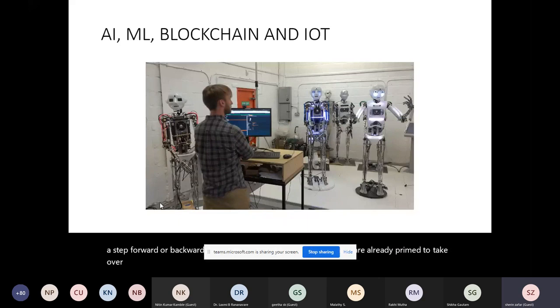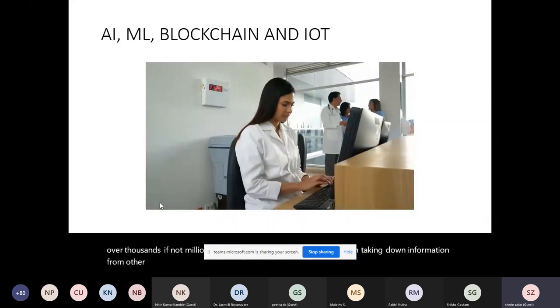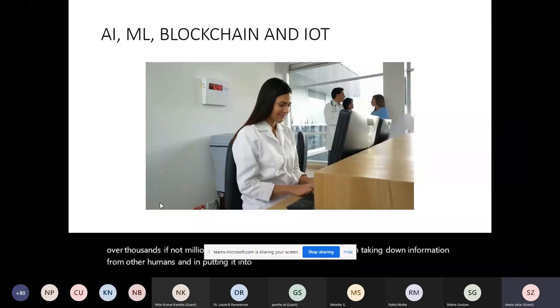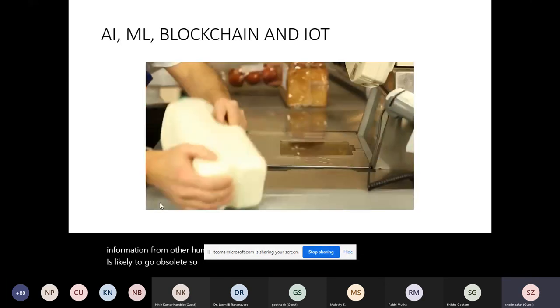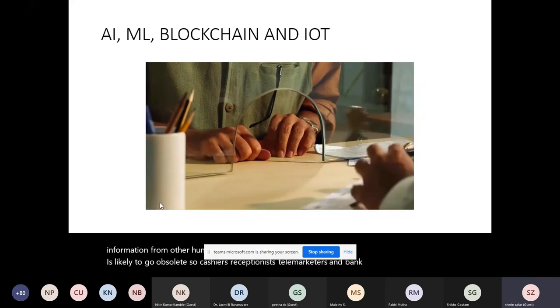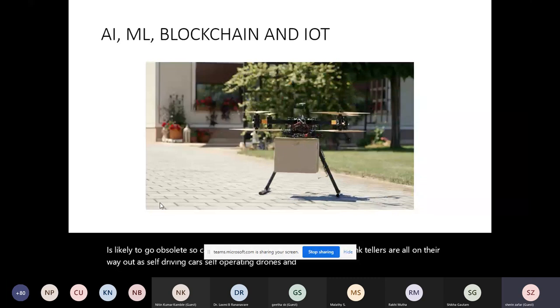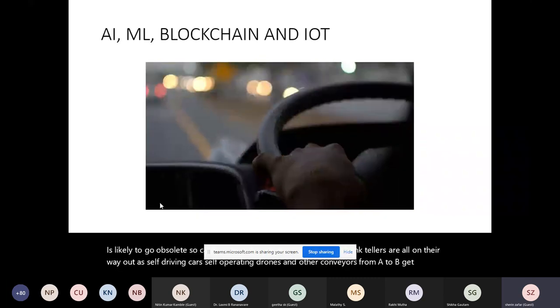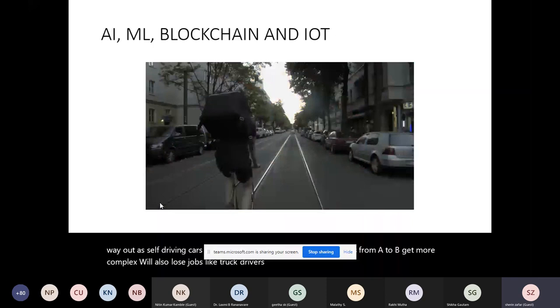Any job that consists of a human taking down information from other humans and inputting it into a system is likely to go obsolete. So cashiers, receptionists, telemarketers, and bank tellers are all on their way out. As self-driving cars, self-operating drones, and other conveyors from A to B get more complex, we'll also lose jobs like truck drivers, postal workers, courier services, even pizza delivery.